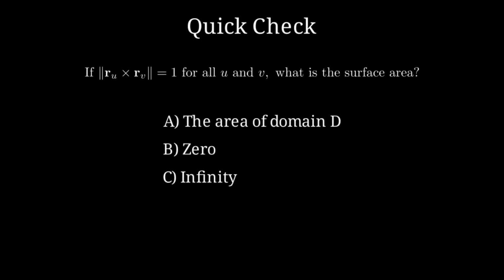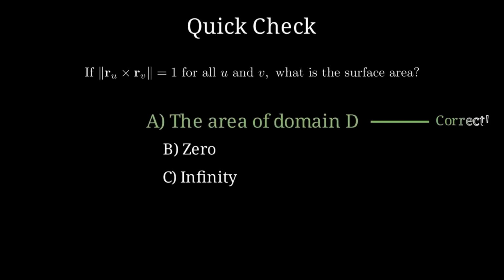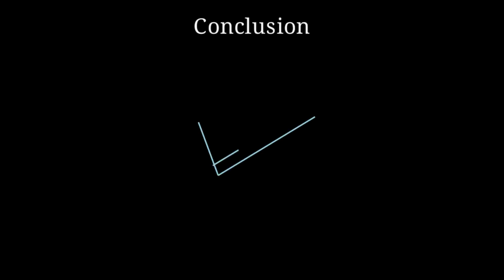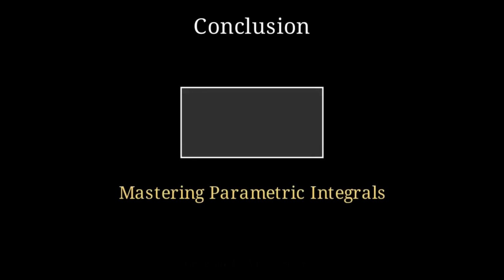Here is a quick question: if the magnitude of the cross product is exactly 1 everywhere, what is the surface area? The answer is A. It is simply the area of the domain D, because no stretching occurred during the mapping. You are now equipped to calculate the area of any parametric surface. Practice with different shapes to become comfortable with the vector cross products.